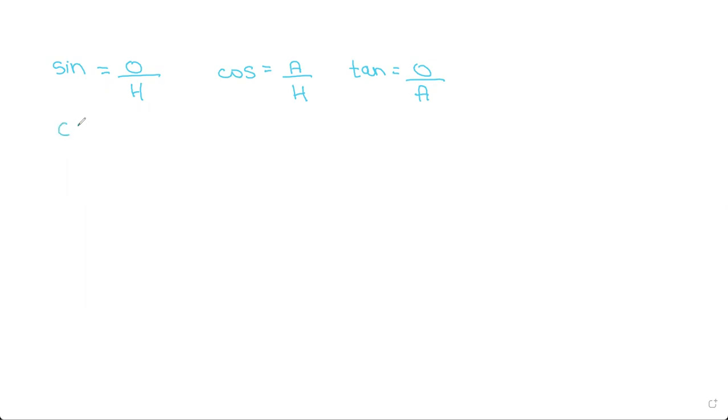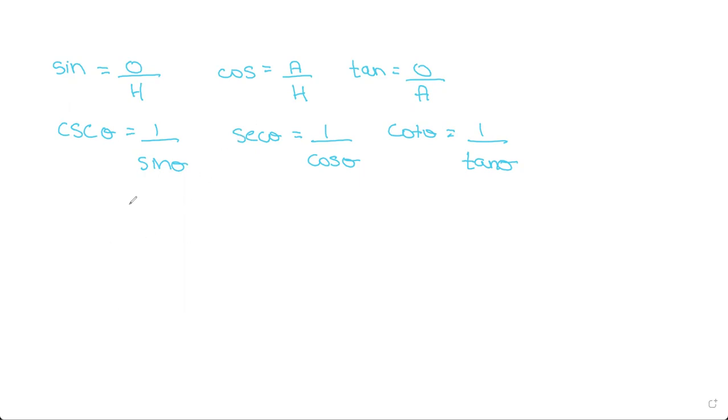Now, cosec of theta is 1 by sine theta. Sec theta is 1 by cos theta. And cot theta is 1 by tan theta. So cosec is 1 by sine, so the reciprocal. Sec theta is 1 by cos and cot theta is 1 by tan.